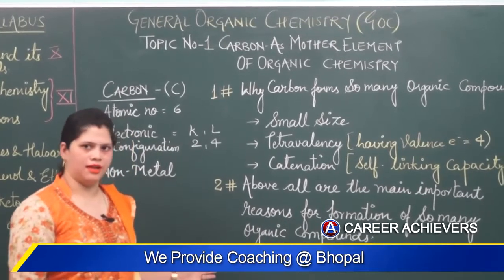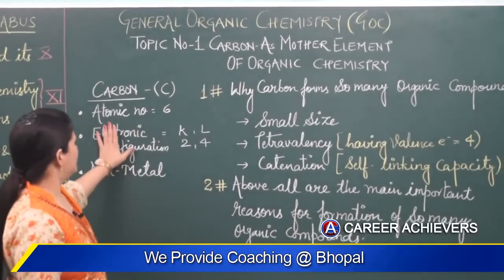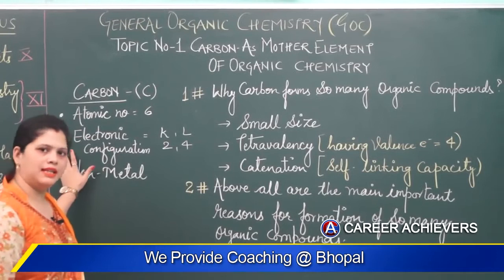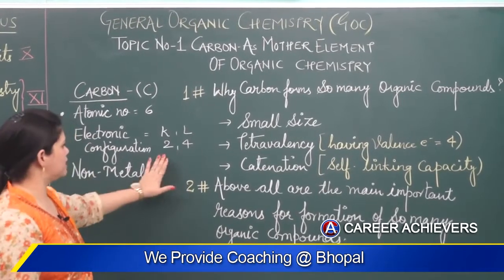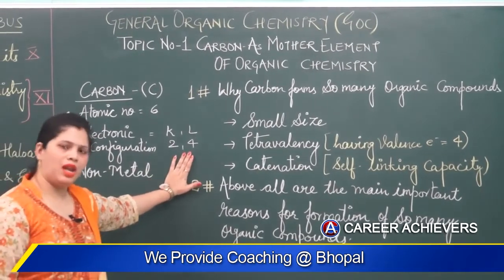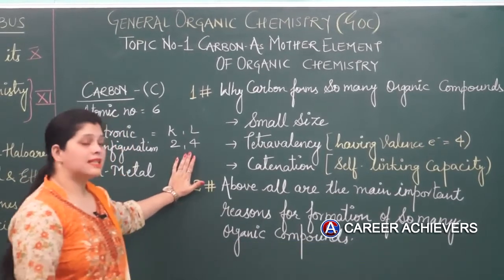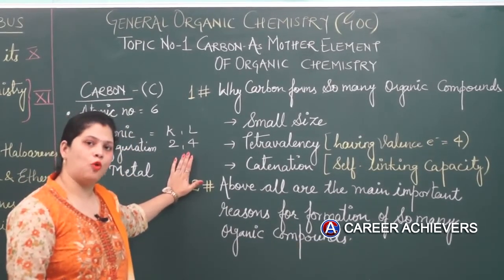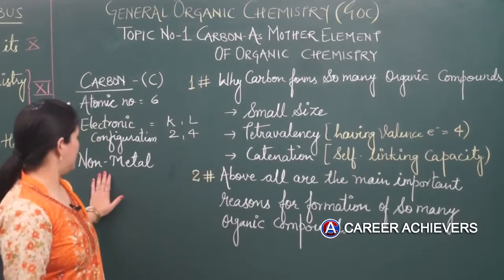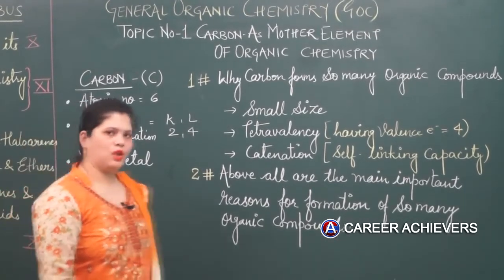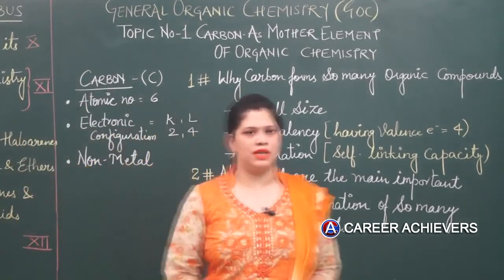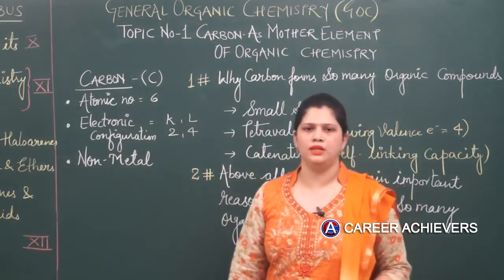the reasons are here. Carbon's atomic number is 6. If we write the electronic configuration, it would be written as 2, 4. And we can very well see that the last shell of carbon contains 4 electrons. Basically, it's a non-metal, and we very well know that when non-metals make bonds, it's essentially covalent bonding.